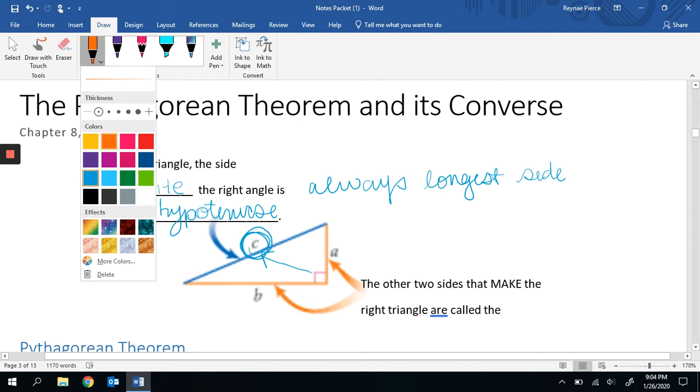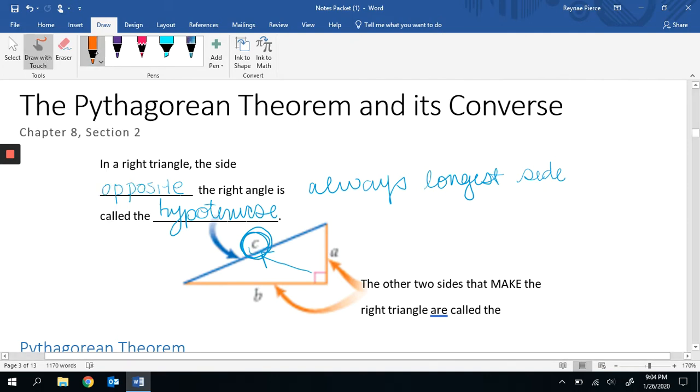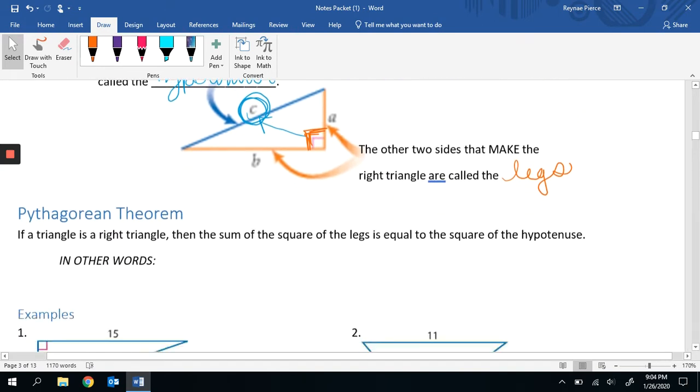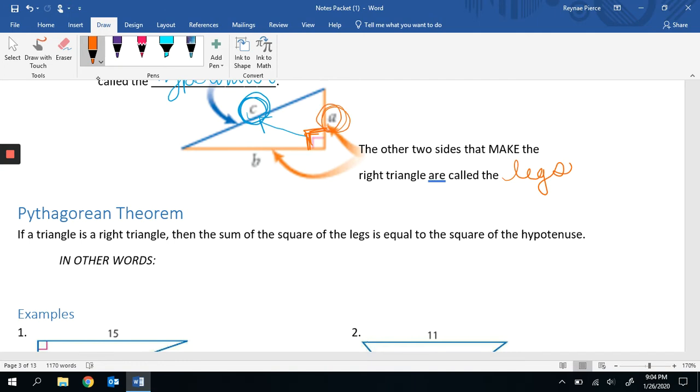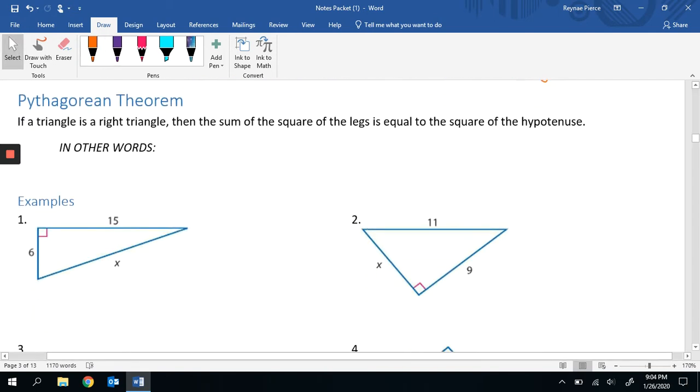Okay, the other two sides that actually create the right angle, those are called the legs. As we move through this, being able to identify those two legs as A and B, but then again, that hypotenuse is the C value, is going to be very important for your success in this chapter.